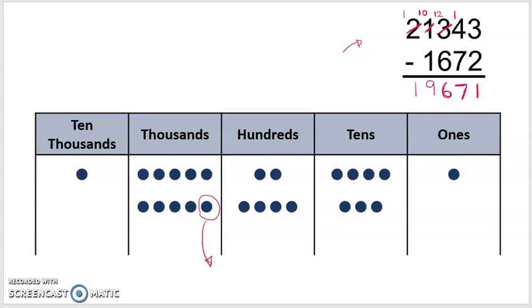And so via the chip abacus model, and again recording this via the standard algorithm, 21,343 minus 1,672 is 19,671.